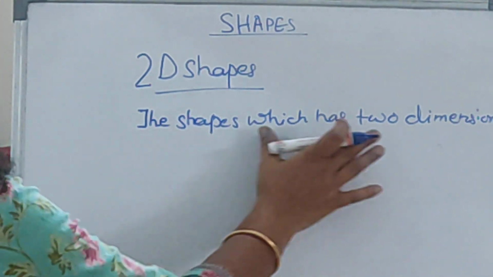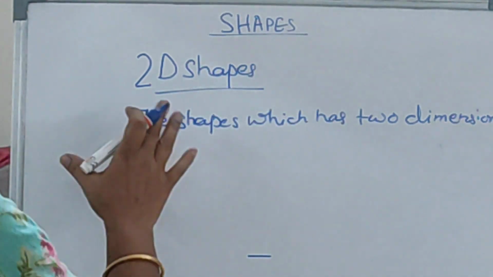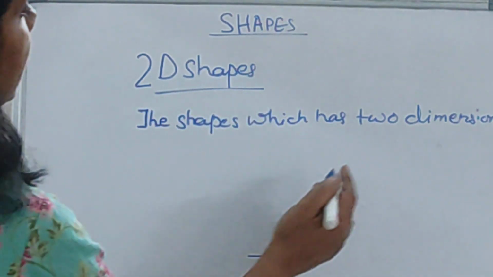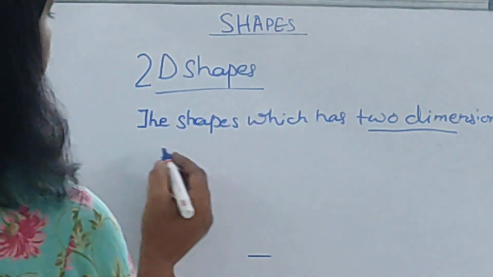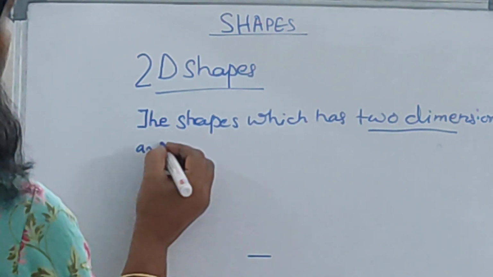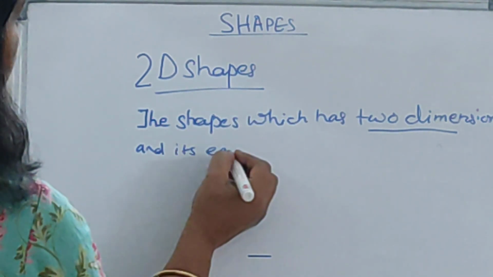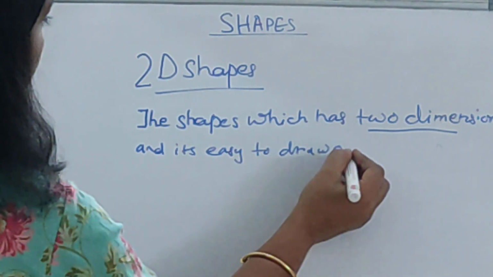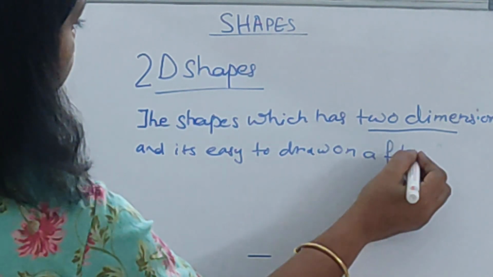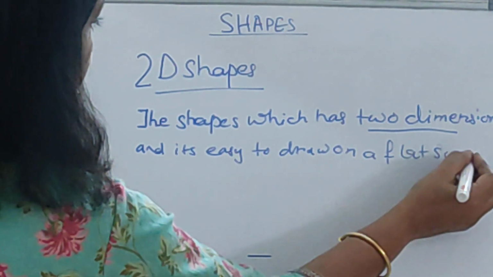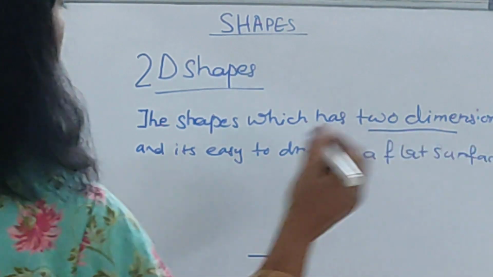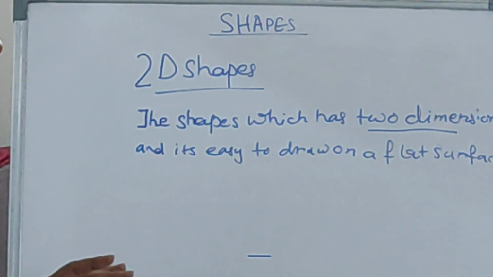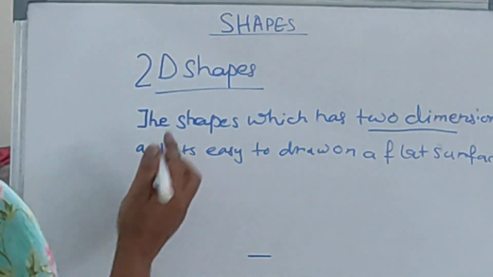Okay, so what are 2D shapes? Why are we calling these shapes 2D shapes? Because they have two dimensions and are easy to draw on a flat surface. So that's why they are called 2D figures or 2D shapes. Now, what are the two dimensions?